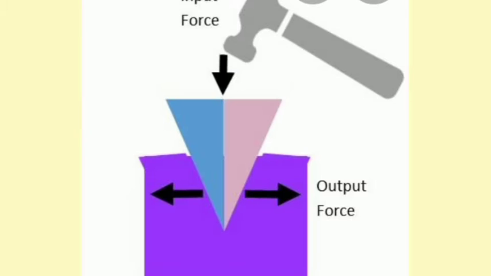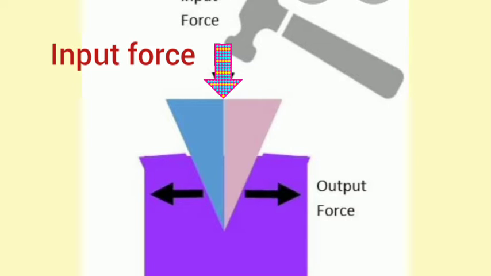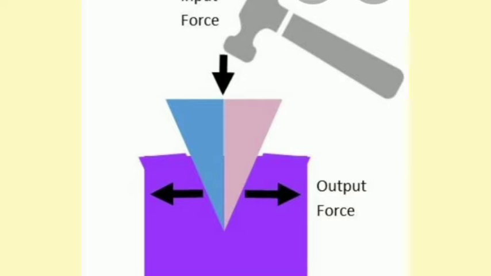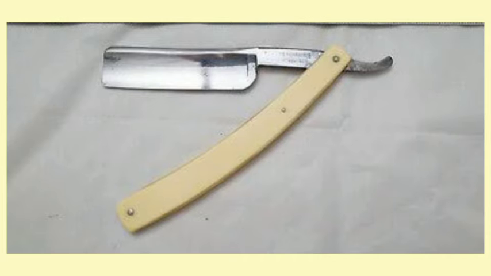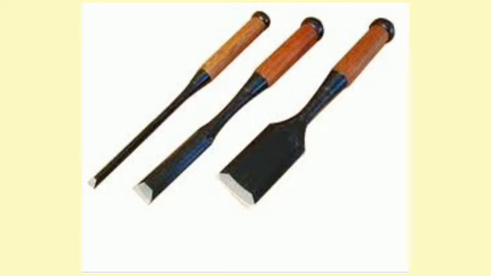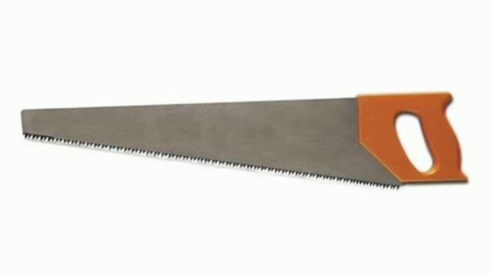When we use this type of wedge, we are applying an input force here. As a result, we can see the output force coming on the wood, and it becomes two pieces. So knife, razor, chisel, saw are other examples of wedges.